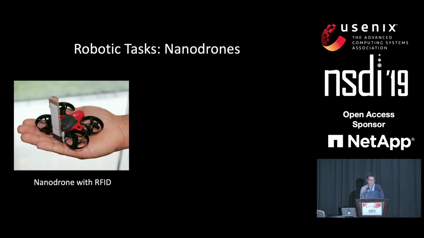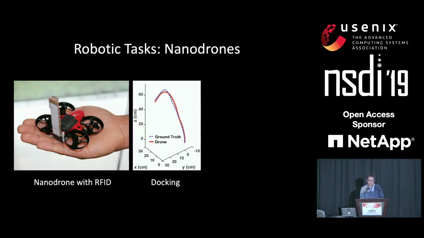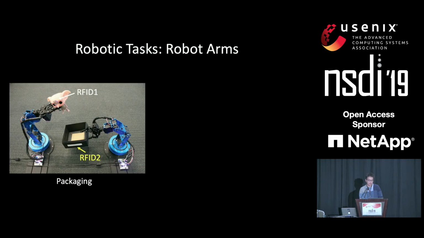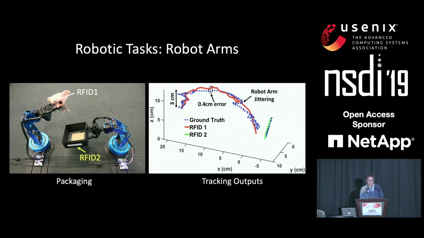Also, I deliver some nano-drone tasks other than the tasks I showed you in the beginning. For example, we can track a drone docking to a table or a drone maneuvering in the air, drawing a character N very accurately. For the robot arm, except for the handover I just told you about, we also do packaging, where you have two objects tagged with RFID and two robot arms cooperate with each other to finish the packaging operation.